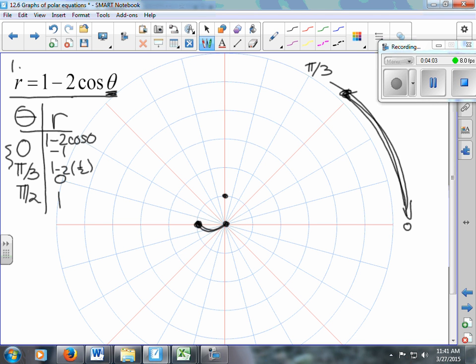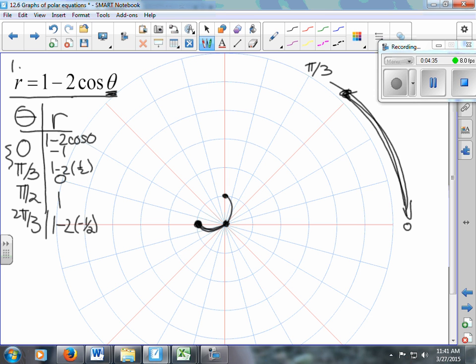This was my original point when theta was 0, and then I got 0 at theta equals pi thirds. Between pi thirds and pi halves, I'm going to get very small positive numbers. Okay, let's move on. Let's do 2 pi thirds. 2 pi thirds is also 60 degrees reference, but it's in the second quadrant where cosine is negative. And so I get 1 minus 2 times negative 1/2. So this is going to be 1 plus 1, or 2.